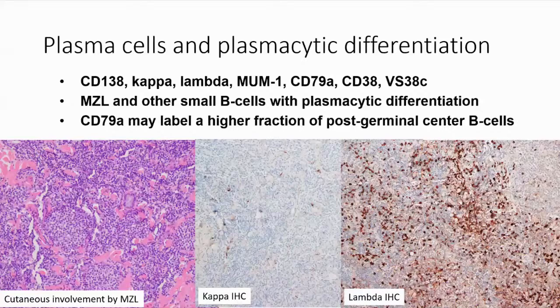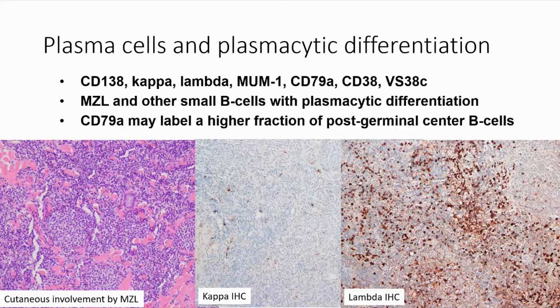It's also helpful in these B-cell lymphomas that have extensive plasmacytic differentiation to think about CD79A. Sometimes CD20 may only get a minor subset of the B cells, and you don't realize that you really have that expanded of a B-cell population until you look at markers that show maybe broader expression in post-germinal center B cells such as CD79A.